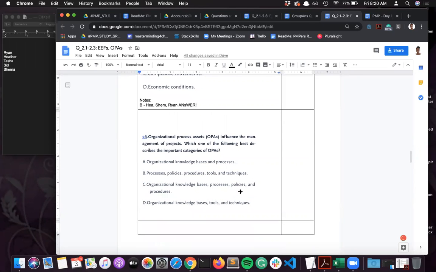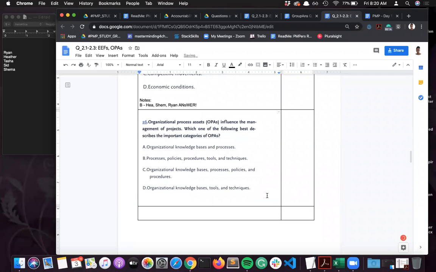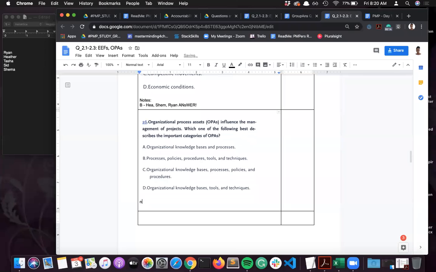Question 26. It's Ryan's turn. Okay. OPAs influence the management of projects. Which of the following best describes the important categories of OPAs? A, organizational knowledge bases and processes; B, policies, procedures, tools, and techniques; C, organizational knowledge bases, processes, policies, and procedures; or D, organizational knowledge bases, tools, and techniques. Organizational process assets, organizational knowledge bases and process.